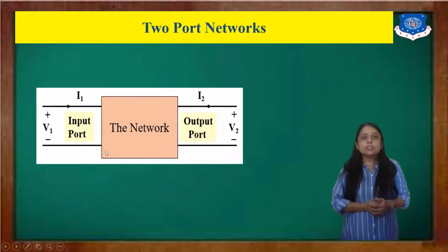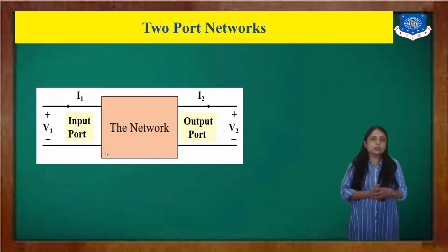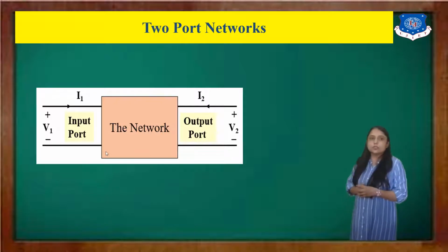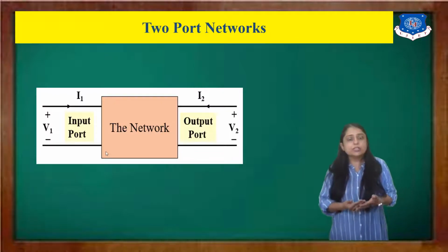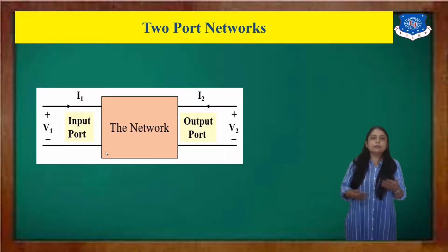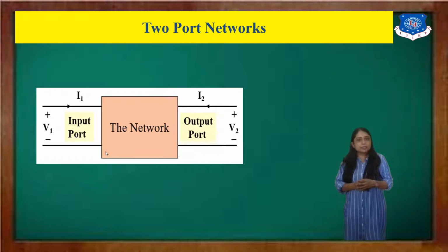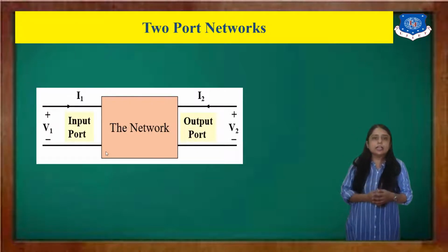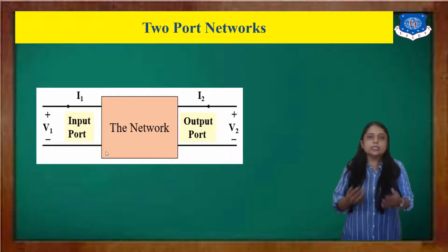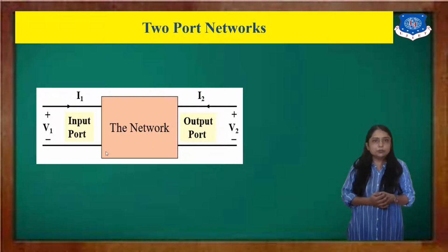First we will discuss what a two-port network is. In this diagram, one network is given to us. That network can be a combination of different circuit elements connected in series as well as in parallel. As you see, there are two ports. One port is the input port and the other is the output port.